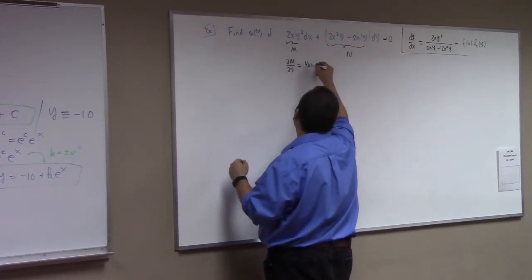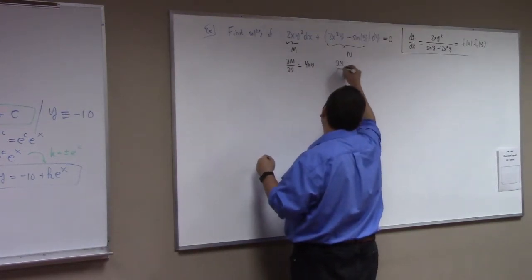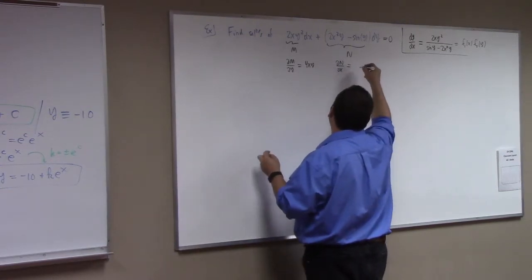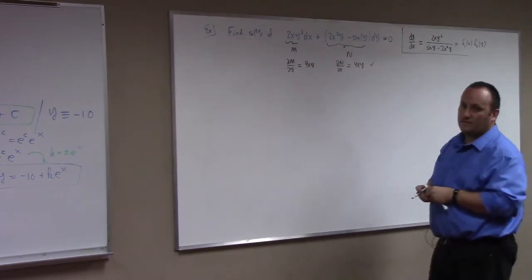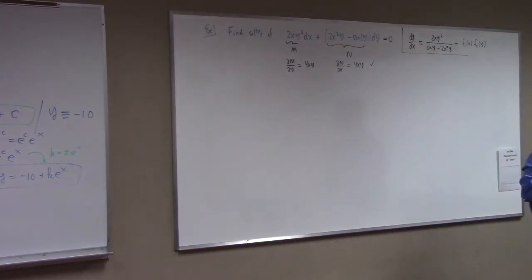Looks like we got 4xy. What's partial N, partial x? Looks like we got 4xy. Yay. Right, so it meets the closed condition on the plane, which is simply connected, therefore it's exact, which means we can find a potential. We can find a level function, whose level curves are going to be the solutions.